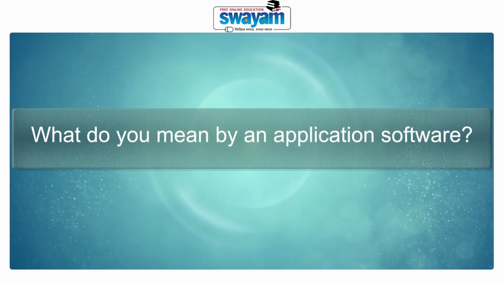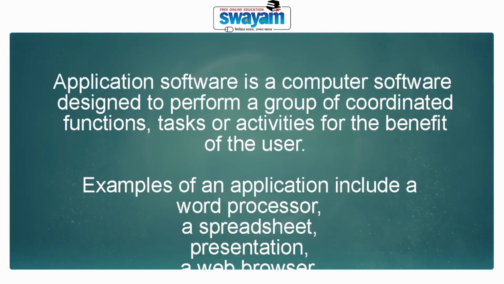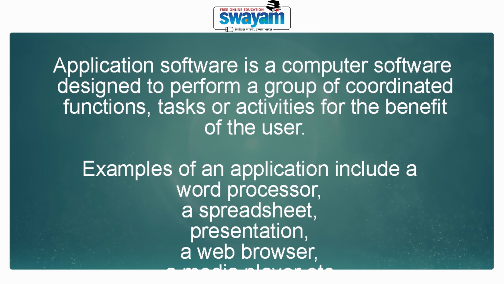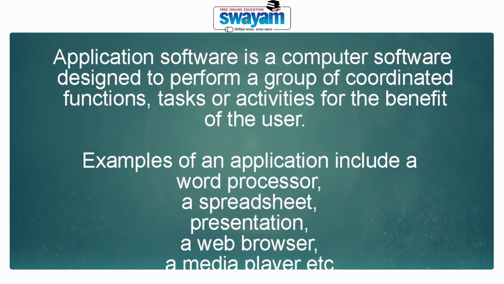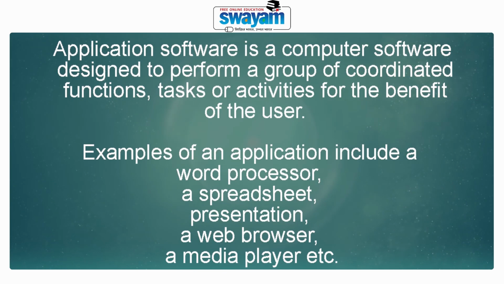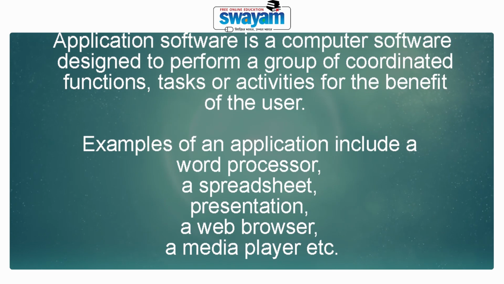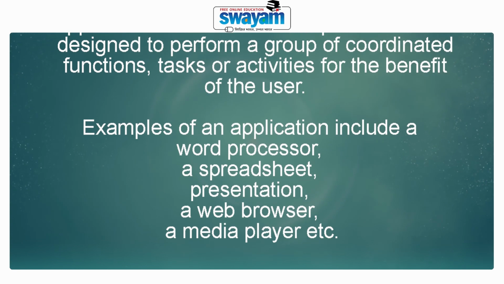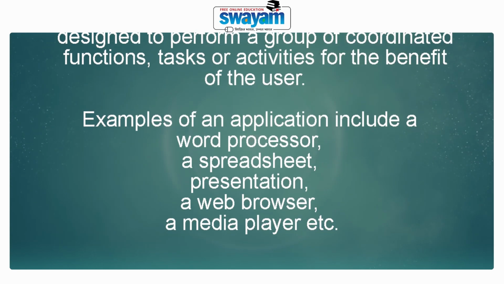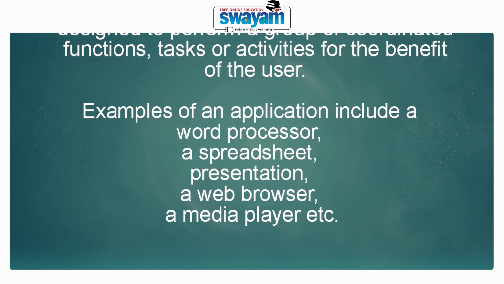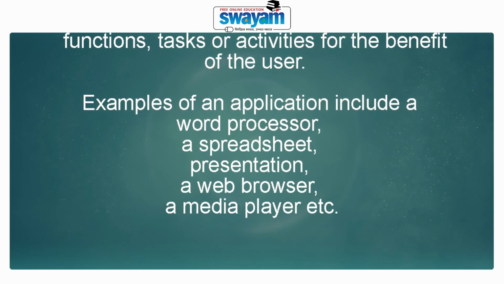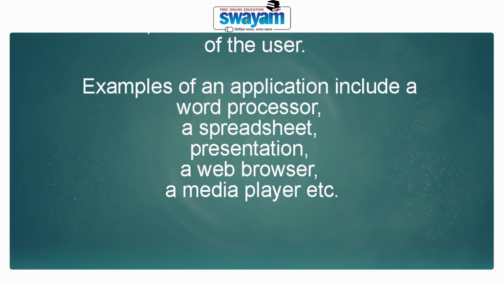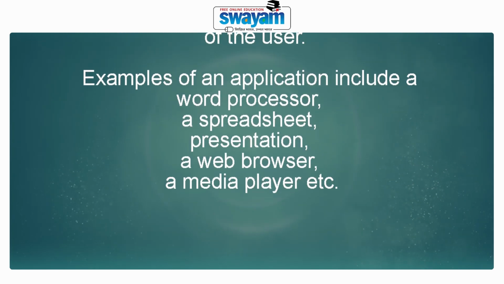What do you mean by an application software? An application software is a computer software designed to perform a group of coordinated functions, tasks or activities for the benefit of the user. Examples of an application include a word processor, a spreadsheet, presentation, a web browser, a multimedia player.